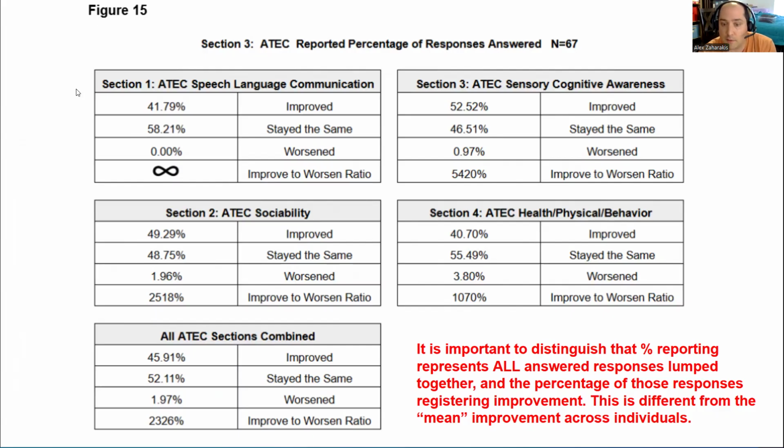But it's nice because it's a metric that's been used for so long and it has different sections that we can scrutinize a little bit deeper. So section 1, speech and language communication, 2 is sociability, 3 is the sensory cognitive awareness, 4 is health and physical behavior. So in this ATEC modified setting, we did not segment the responses into slight, moderate, and significant. It was just improved, stayed the same, or worsened.